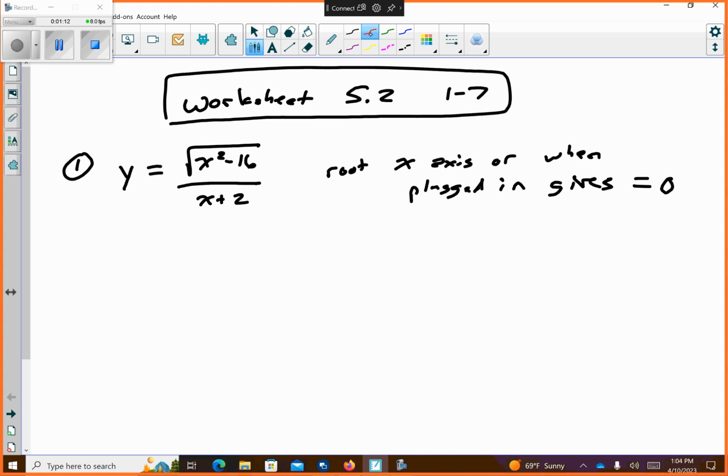All right. So a few things that stick out with this problem is because of the denominator, that means that x can't equal -2. Is that a root, though? If it can't equal something, can it be a root? Okay, so this is not a root.